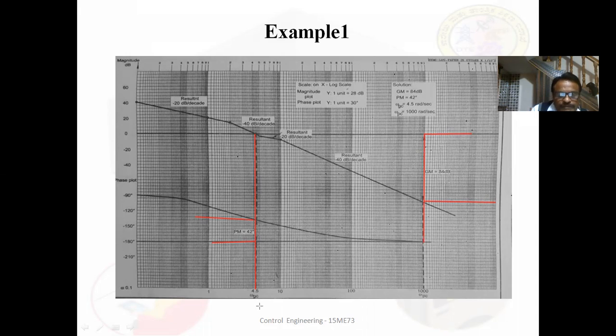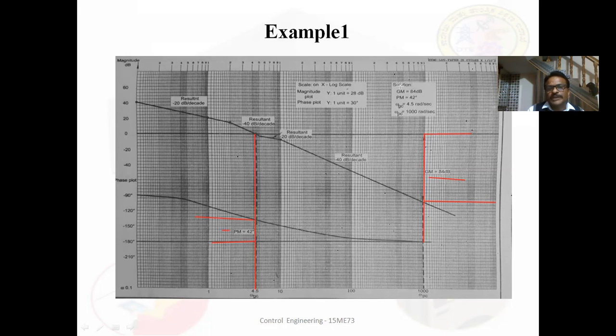This is the gain crossover frequency, and this is the phase crossover frequency. Then what is the stability of the system? If gain margin and phase margin are positive, then the system is stable. The gain crossover frequency is 4.5 radian per second. The phase crossover frequency is 1000 radian per second. Gain crossover frequency is less than phase crossover frequency, so the system is said to be stable.